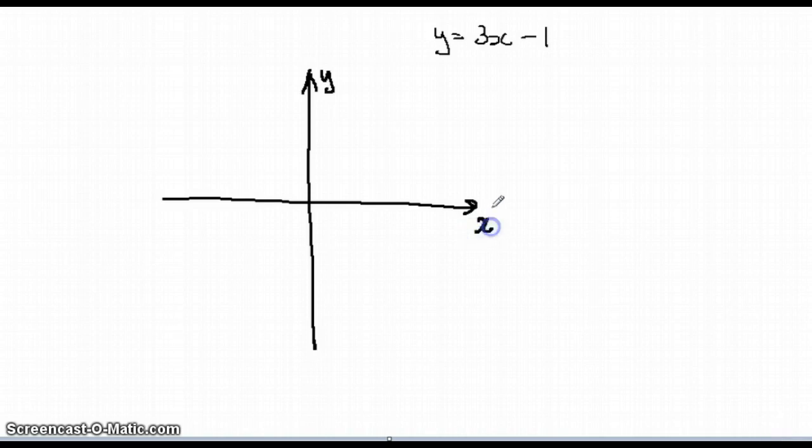Alright, so there's my rule, y equals 3x minus 1. The first thing I do is sketch my axes. I often put a 0 there as well. Now this is our starting point. We compare this to our rule, y equals mx plus c. So I know the c is equal to minus 1. So I go down the y-axis to minus 1, and put my dot. Now I like to label these as I go. So I'm going to label it x is 0, y is minus 1.